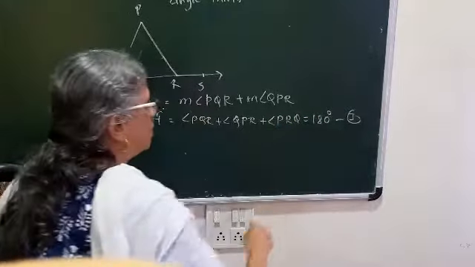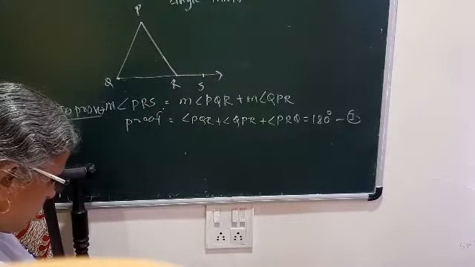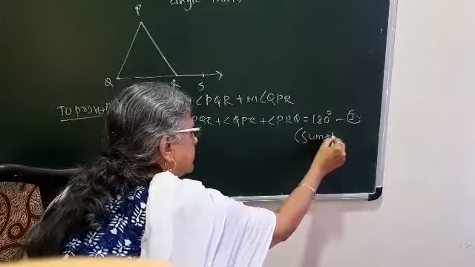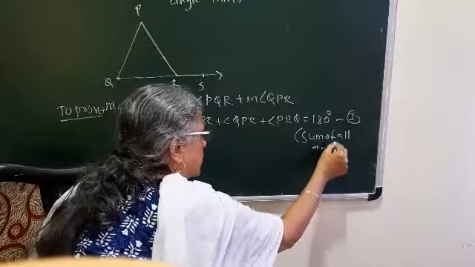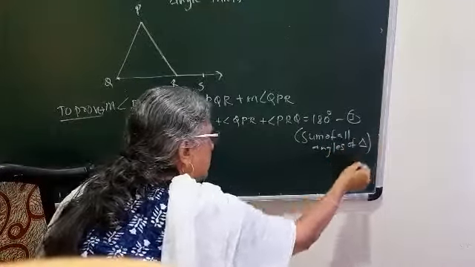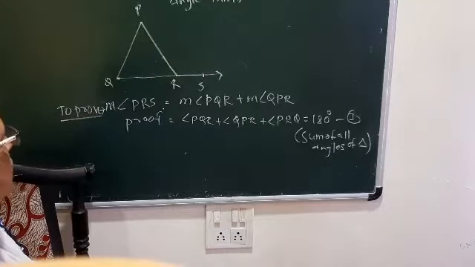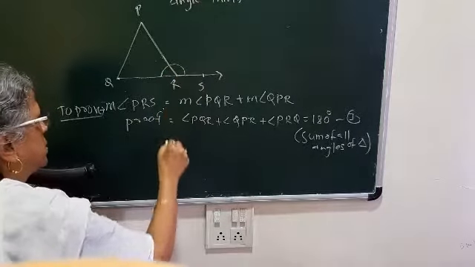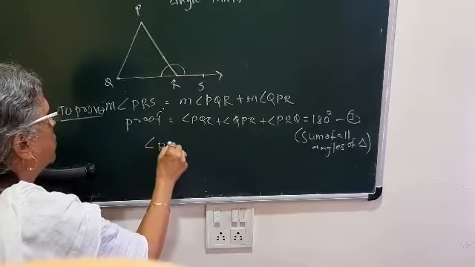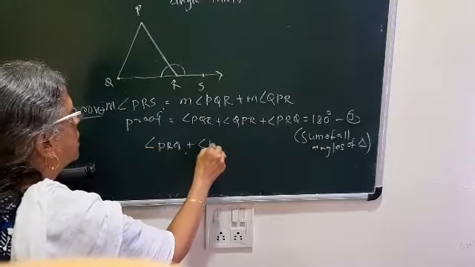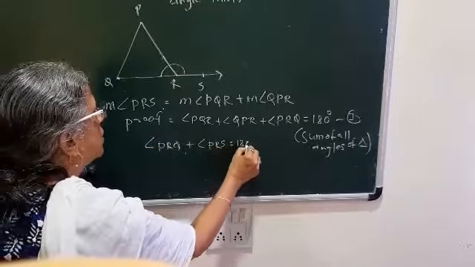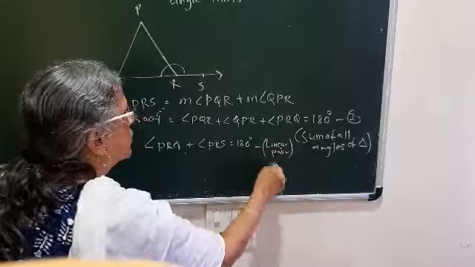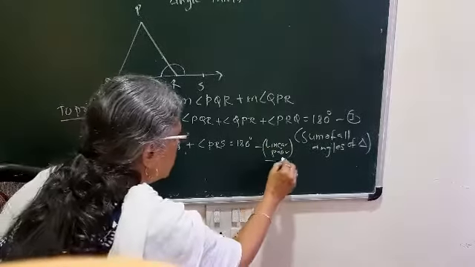Writing the reason, they have written in the book that the sum of all angles of a triangle is 180 degrees. Now one more thing you can write: angle PRQ plus angle PRS is 180 because they are forming a linear pair. So angle PRQ plus angle PRS is equal to 180 degrees, linear pair. Now this will be the second one.